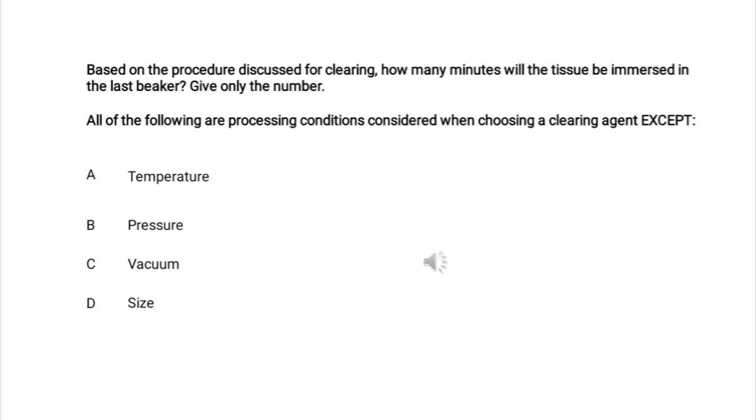And then next question is that all of the following are processing conditions considered when choosing a clearing agent except. The correct answer is size. So choice of a clearing agent depends upon the following. First is the type of tissues to be processed, and then the type of processing to be undertaken, and the processor system to be used, and then intended processing conditions such as temperature, vacuum, and pressure, safety factors, cost, and as well as the convenience.